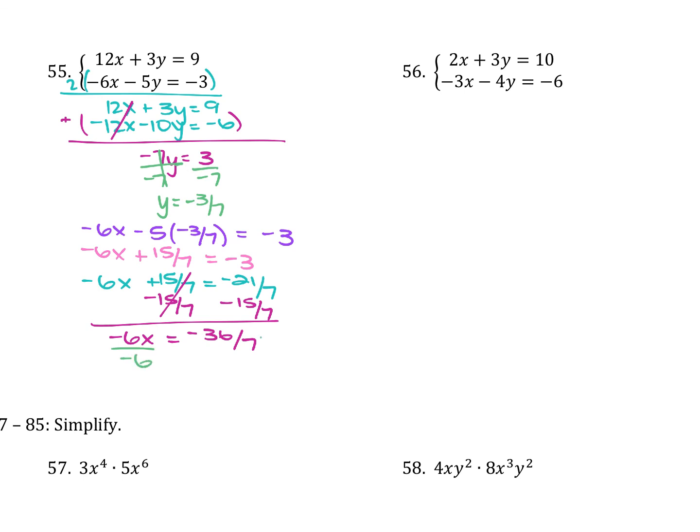Divide each side by the negative 6. These cancel. You have x is equal to negative 36 over 7 times 1 over, or negative 1 over 6. A negative times a negative is a positive. The 36 becomes 6. The 6 becomes 1. So it's just 6 over 7 for x. If x is 6 over 7 and y is negative 3 over 7, your ordered pair, that's your solution, is 6 over 7, comma, negative 3 over 7.